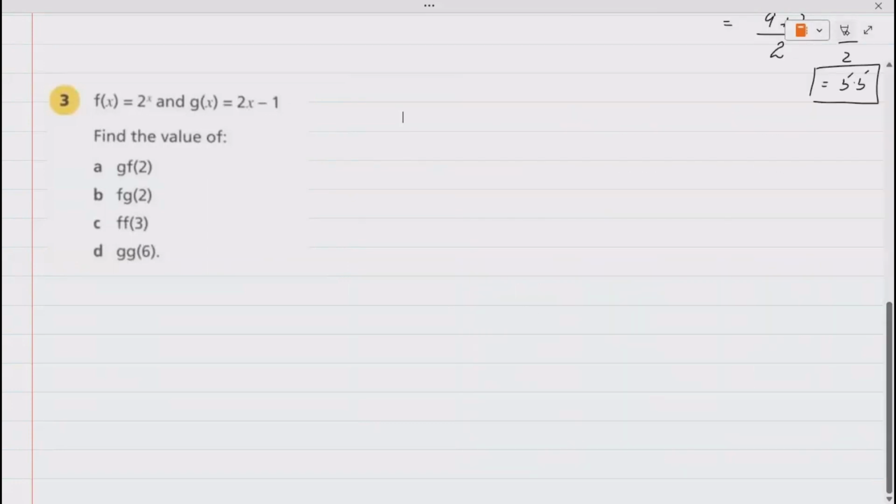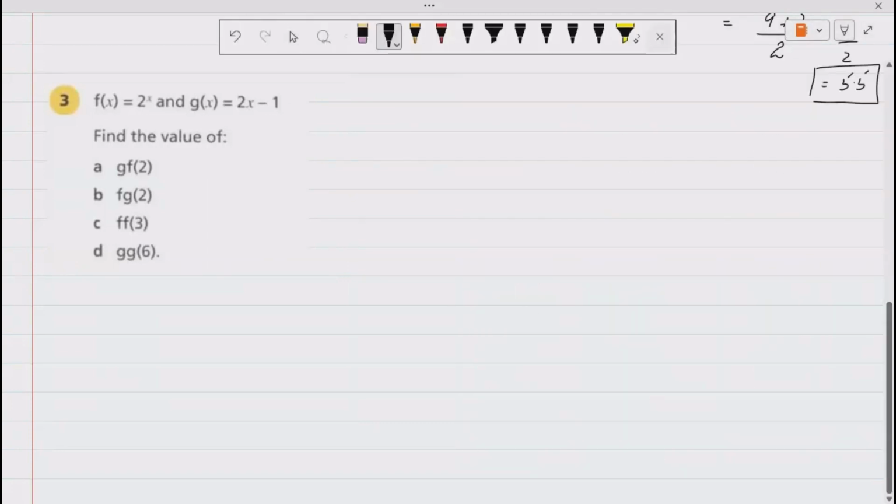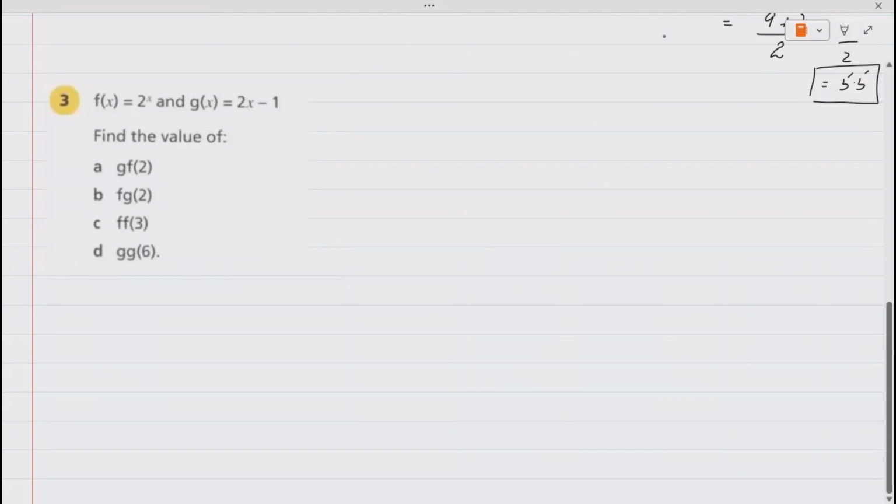So for question 3, we have f of x, which is 2 raised to the power x, 2 to the power x exponent. g of x is 2x minus 1. We have to find g f of 2. Okay, so g f of 2 we have to find in part A. First we have to find f of 2.